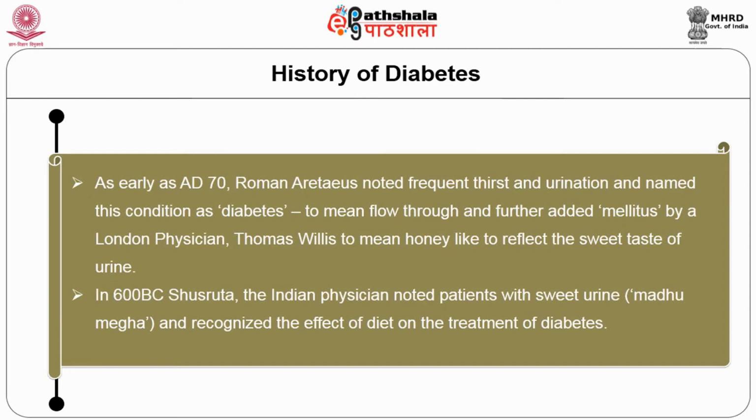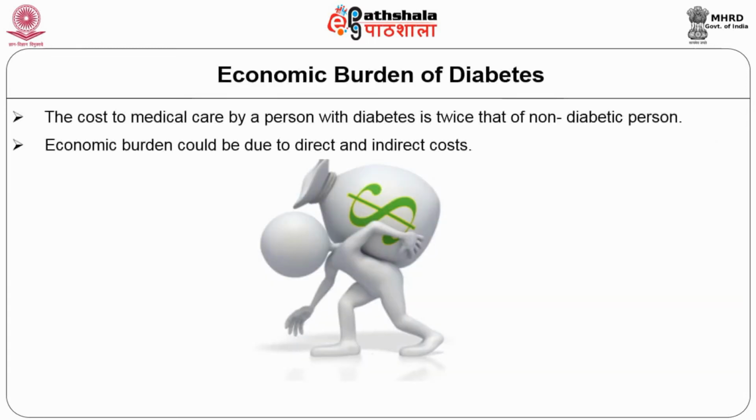Even in Indian ancient wisdom, around 600 BC, the physician Sushruta recognized diabetes and called it madhumeha, and treated diet as an important part of the treatment of diabetes. So it has been there for a while from ancient times, and in modern times it is growing and bulging into an epidemic. It's an exploding epidemic. As a result, the economic burden of diabetes is very important.